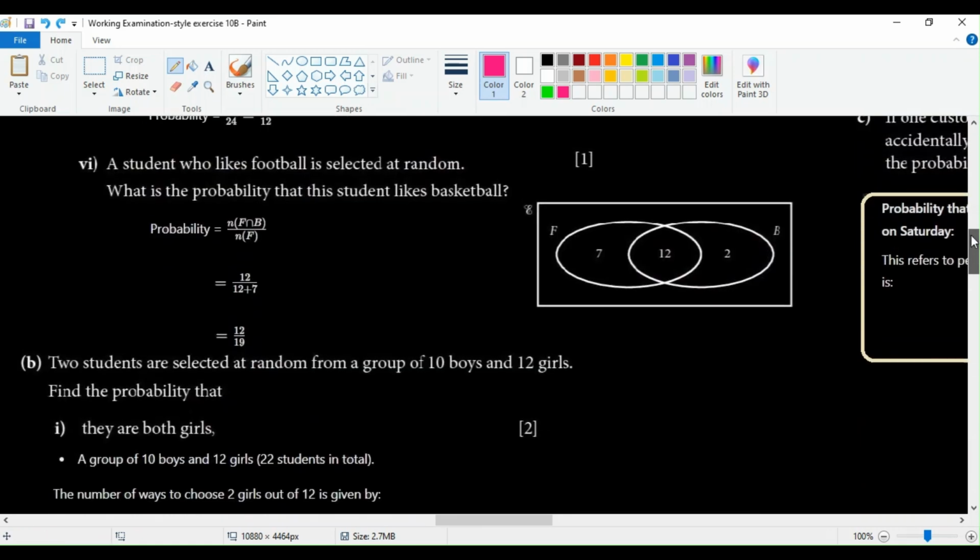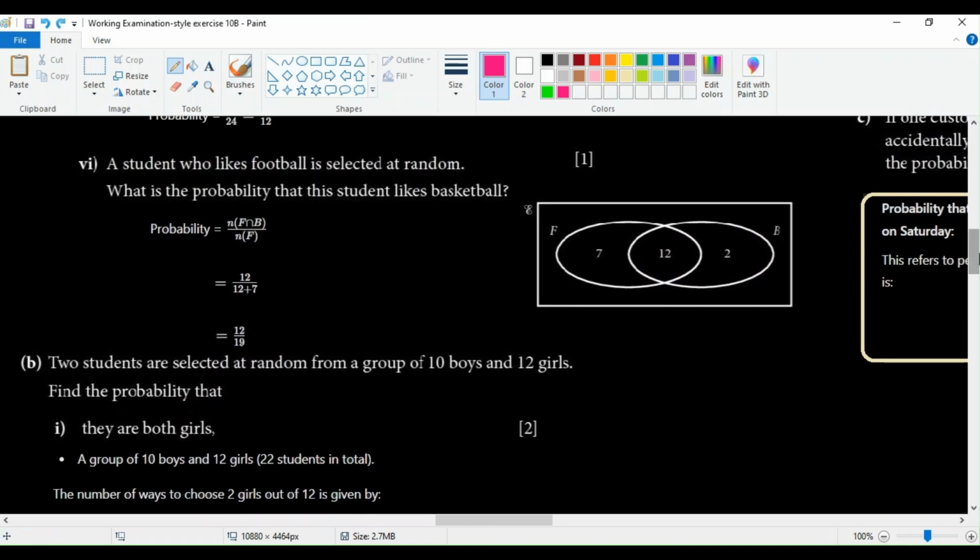When it comes to question number 6, a student who likes basketball is selected at random. What is the probability that this student likes basketball? Now in here it is 12 and this is going to be 19 altogether.